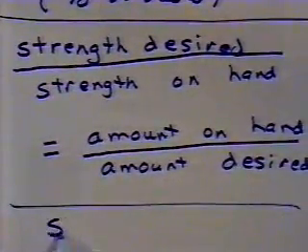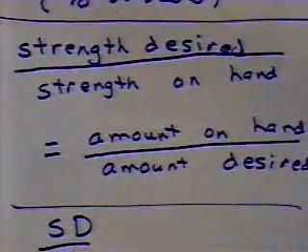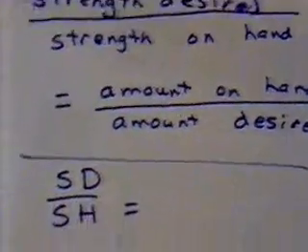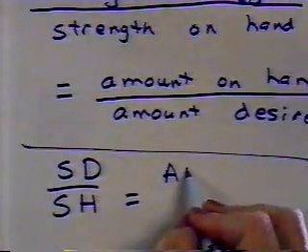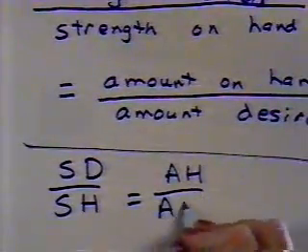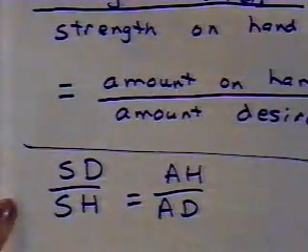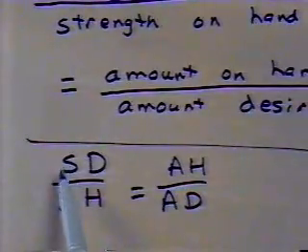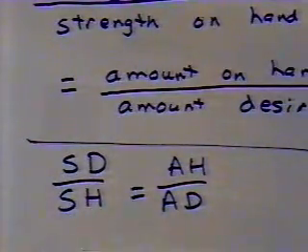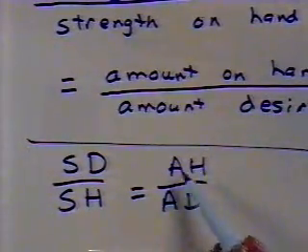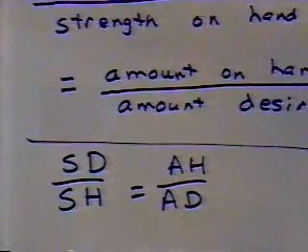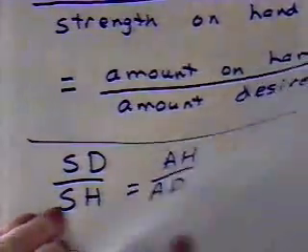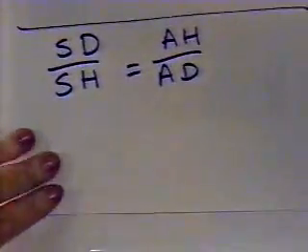Some people memorize strength desired over strength on hand, amount on hand over amount desired. But that only helps you if you remember what they stand for. So as you write it, think to yourself, strength desired, strength on hand. This side has to be strength over strength, amount over amount on hand over amount desired. So I'm going to look at this problem number 3 and see how I can fit that into this equation.